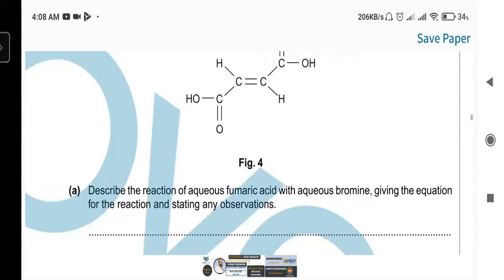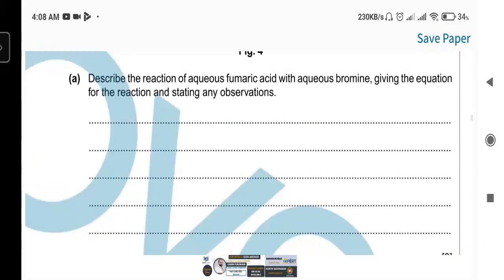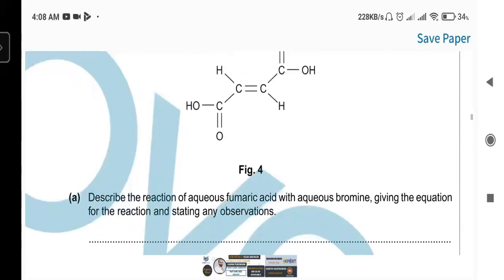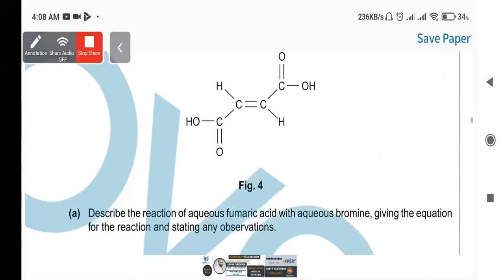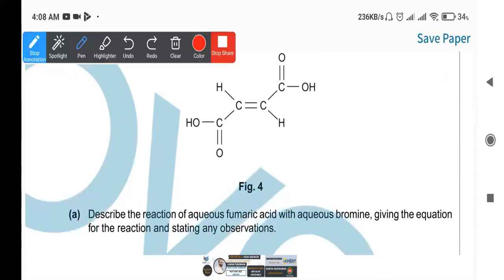Okay, so fumaric acid reacts with aqueous bromine. You don't have to write the reaction here, sorry, giving the reaction. The bromine would get decolorized, and how would you write the reaction? Look, here is a carbon-carbon double bond, so let's make it a single bond. You can use the general molecular form to write the reaction.